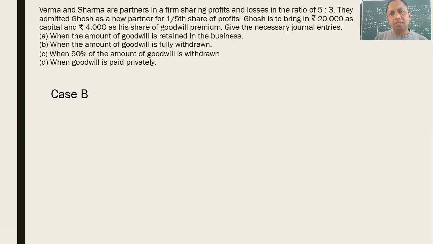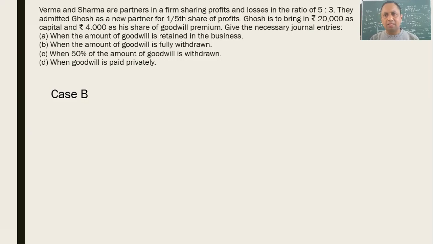Next entry is premium for goodwill account debited to Verma capital to Sharma capital. Premium for goodwill 4,000 brought by new partner Ghosh is credited to old partners Verma and Sharma in their sacrificing ratio 5:3. So 4,000 is distributed in the ratio 5:3. So 4,000 is distributed to Verma 2,500 and Sharma 1,500.